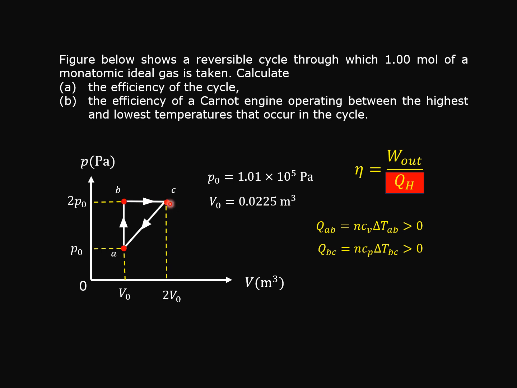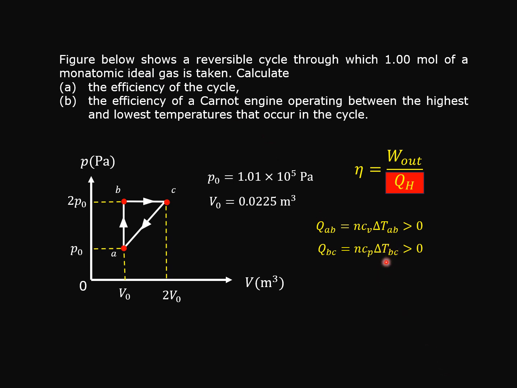From state B to state C, this is the isobaric process. The pressure is constant at 2P0. So that means we can calculate the heat QBC by using this formula, which is nCP delta T BC, where CP is the molar specific heat for the gas at constant pressure. We know the values of CV and CP for the monatomic gas.